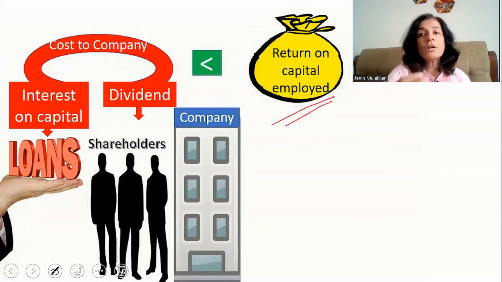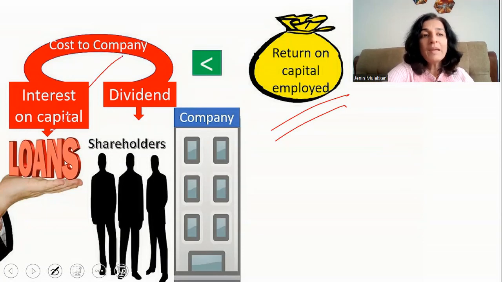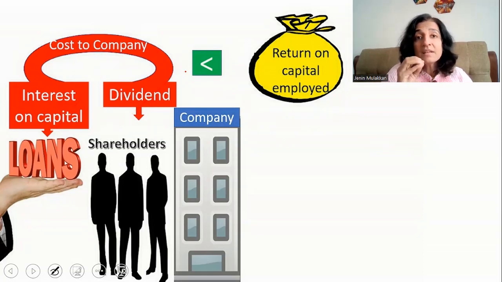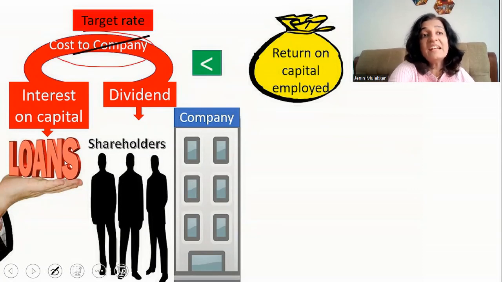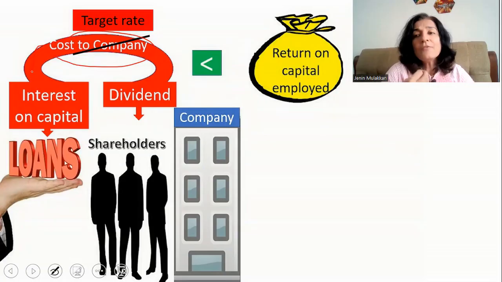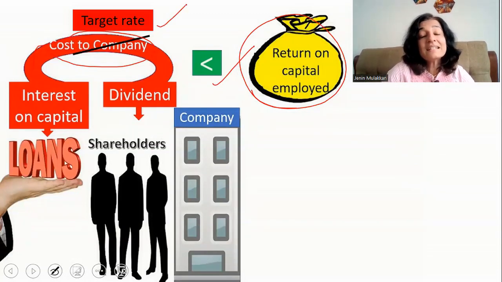The return on capital employed, or the profits that they get from the investments, should be greater than the cost of capital. Now, the returns or the profits should not be just sufficient for payment of interest and dividends. We need a little more extra. Why is this extra required? This extra is required for meeting the corporate expansion needs, for paying taxes, etc. So a company always fixes a target rate. Now, this target rate will always be greater than this cost of capital.